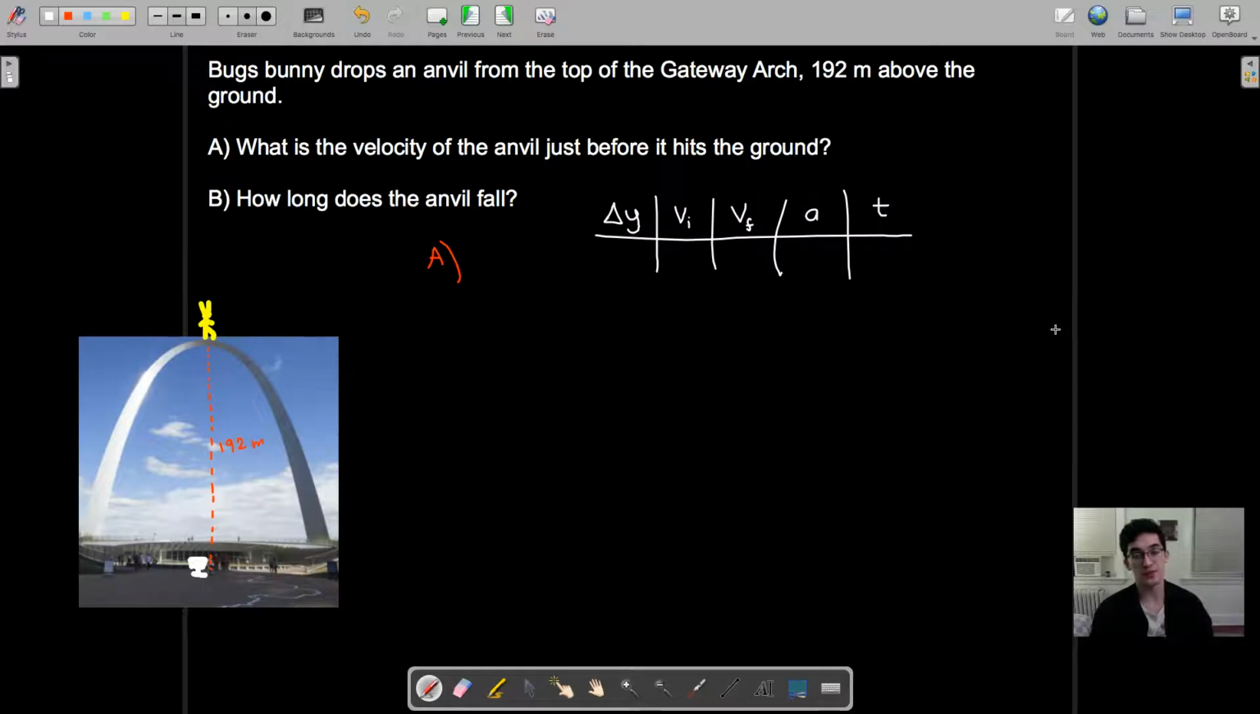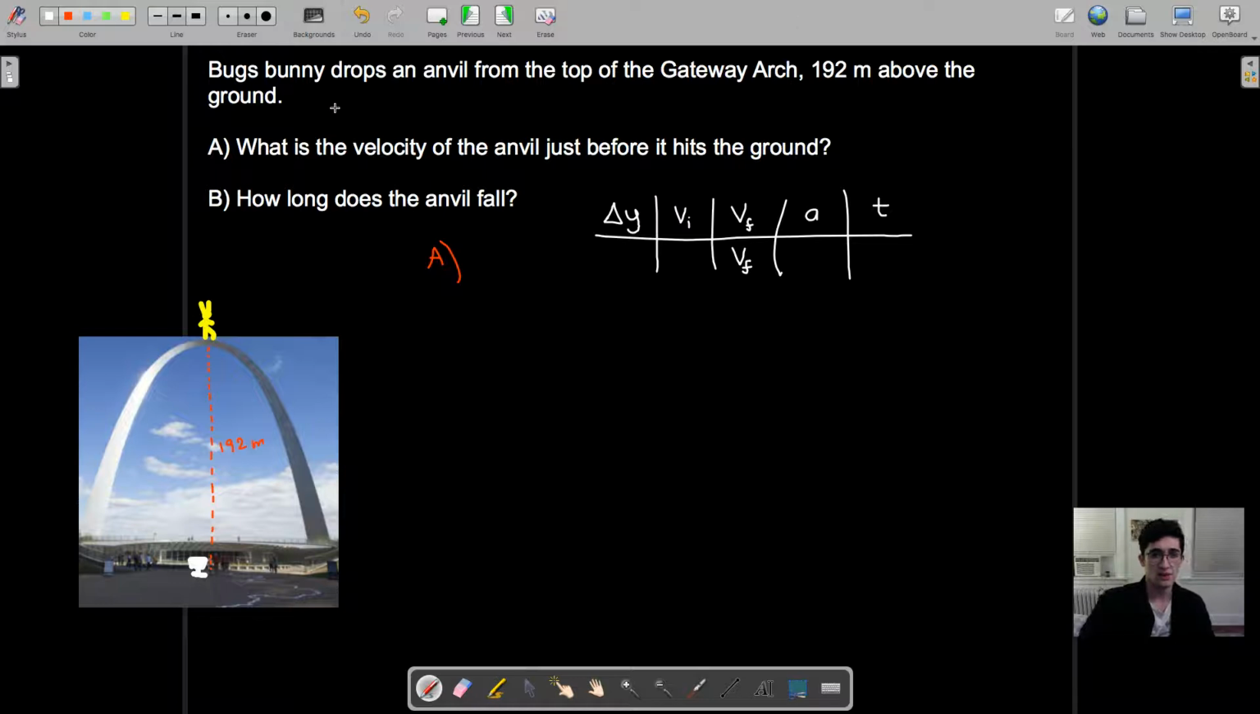And I think it's helpful because when we get to projectile motion, we'll be working with horizontal and vertical motion at the same time. So it's going to be important to keep the two distinct from each other. So for today's problems, we're going to be replacing delta x with delta y, but it's kind of a cosmetic change, right? So back to the problem. We want to know, what is the velocity of the anvil just before it hits the ground? Well, that sounds like the final velocity to me, right? That's going to be our final velocity. So we're looking for our final velocity.